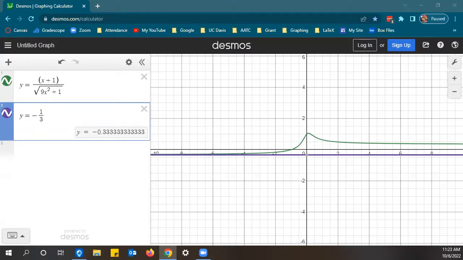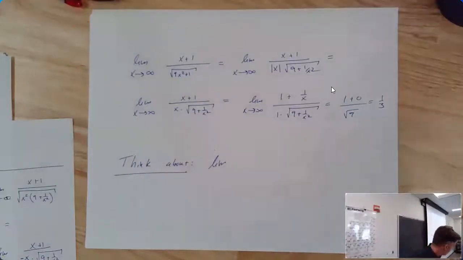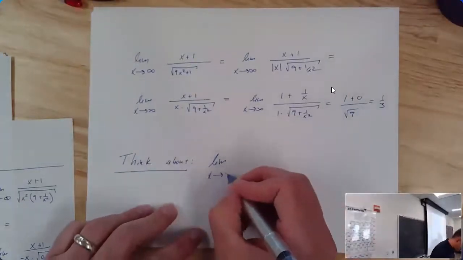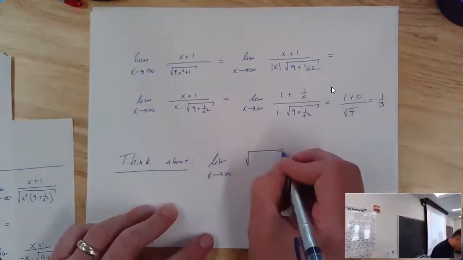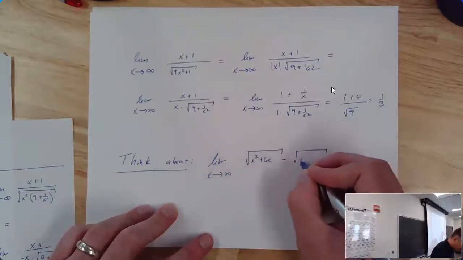There are other limits to infinity we could certainly talk about, but I want to spend some time talking about other things. So I'm just going to leave you with this and ask you to think about this. We're not going to address it right now. Think about the limit as x goes to infinity of the square root of x squared plus 6x minus the square root of x squared plus 6.